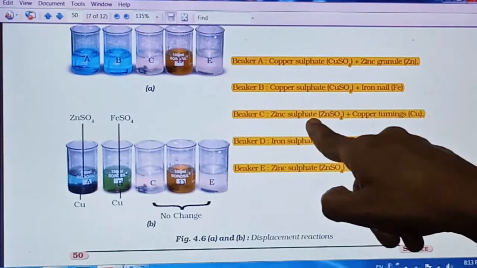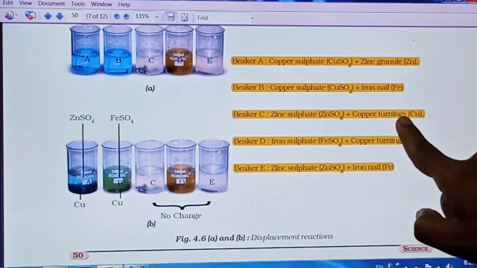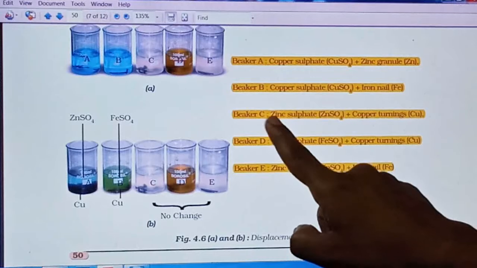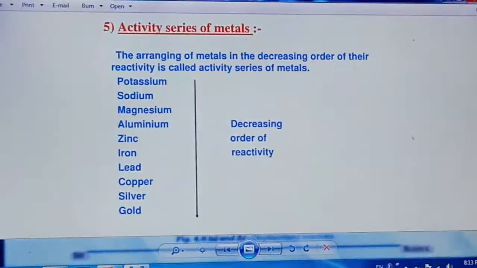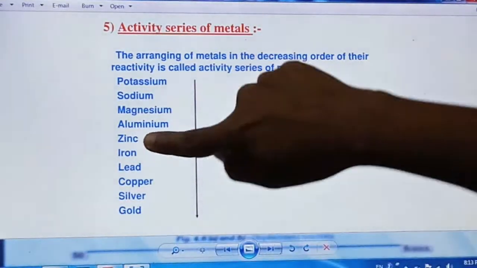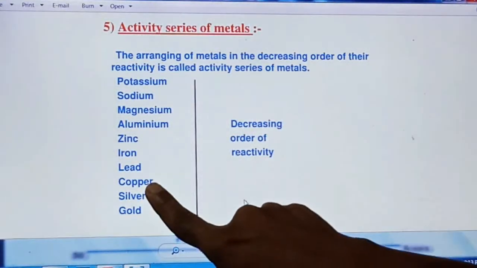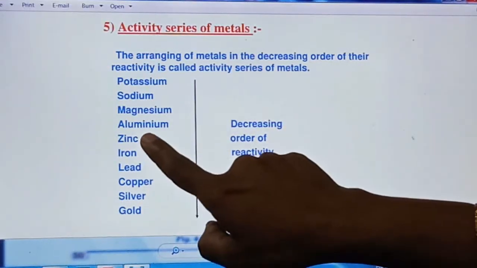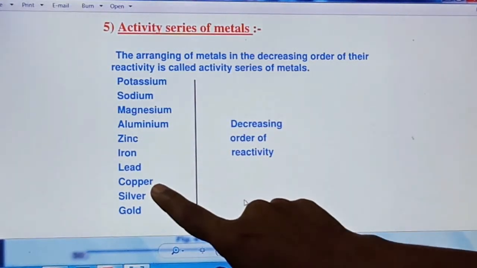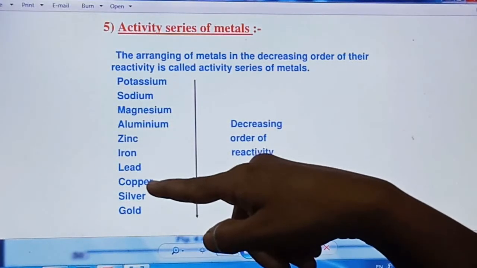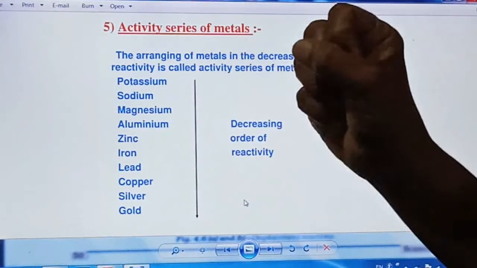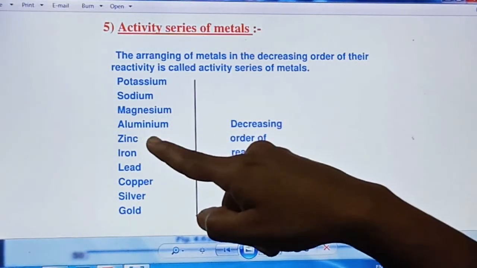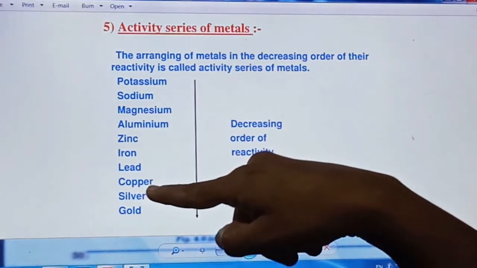Now the third beaker is there. See, in that zinc sulfate is there and copper turnings are there. Now again you have to compare the strength of these two metals, zinc and copper. Check the reactivity series. Zinc is there at the top, right, and copper is at the bottom. So zinc is more reactive, copper is less reactive. Now in case of reactivity you have to just consider the strength of the metal to form a compound. As zinc is more reactive, it has formed the sulfate compound, right, and copper is less reactive.